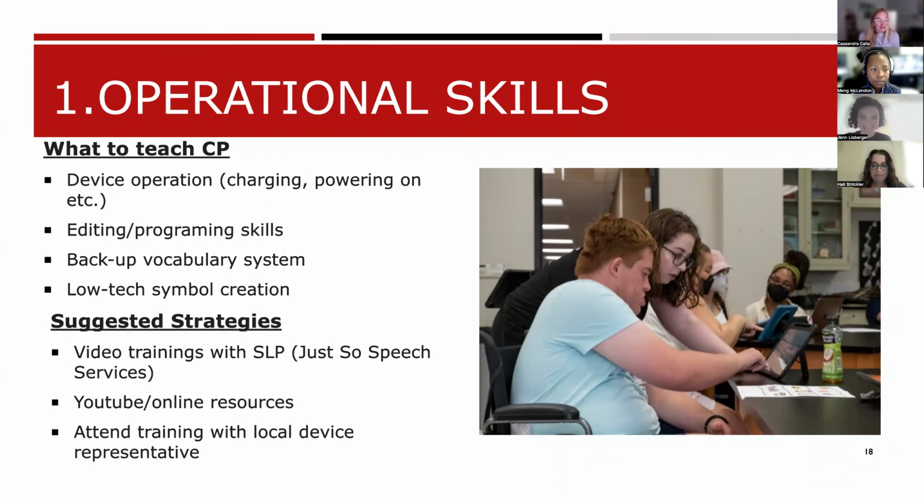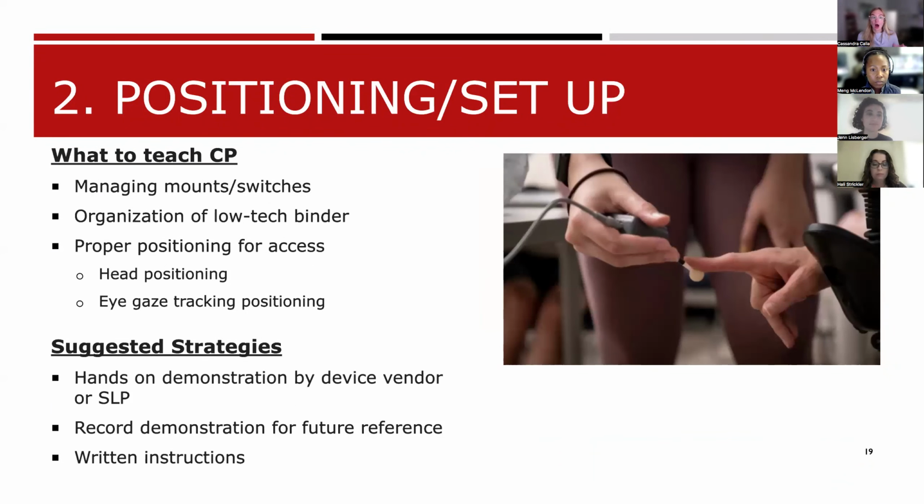There are YouTube or online resources. You can attend a training with your local device representative. If somebody is using a low-tech system, making sure that we're teaching people how to create more icons and how to laminate them, if that's part of the discussion, these operational skills come first. So once we know how to operate the equipment, we have to know how to set it up and position it. This is especially important for folks who use alternative access. If somebody is using a switch or a mount or eye gaze, teams need to be taught how to set that up so that the individual is successful and able to use that equipment properly.